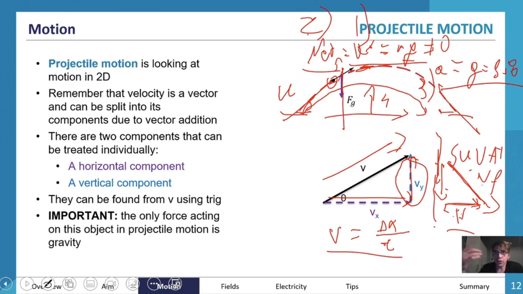For vertical velocity, yes, then you have to apply SUVAT formulas to try and find vertical velocity. To find vertical velocity, it gets a bit more complicated.